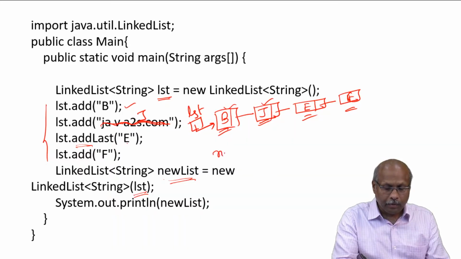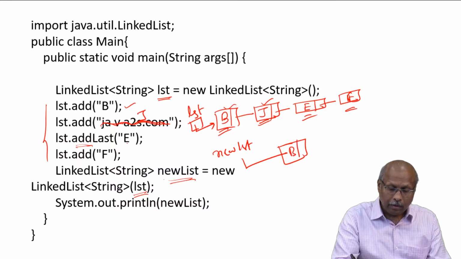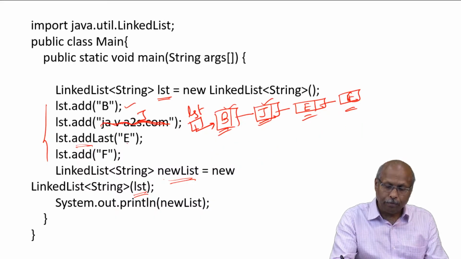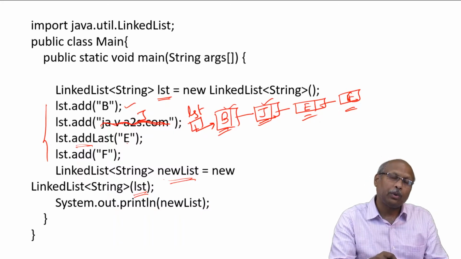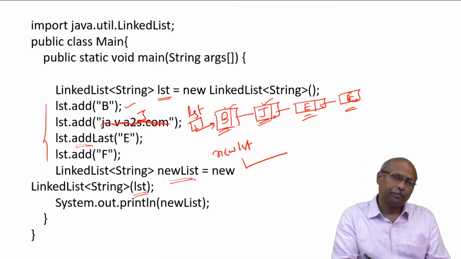New list with the same thing. What? First one is B, next one is J, next one is E, next one is F. This way you can create. So that means an existing linked list you can use to create a new list also. Now you can print the list.